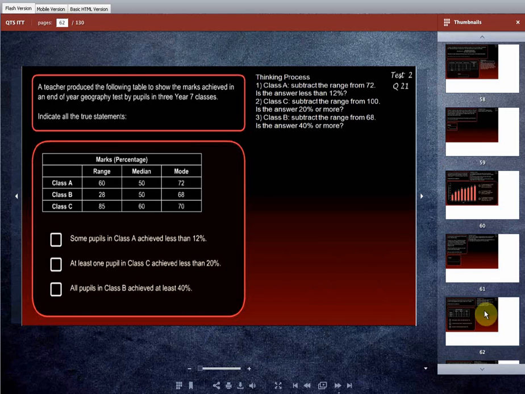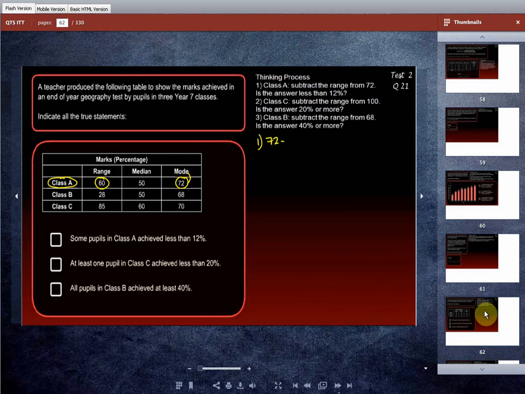Right, first part. Class A. At least 2 people achieve 72 marks, if this is to be the mode. So if we subtract the range from 72, then no person could have scored less than this.